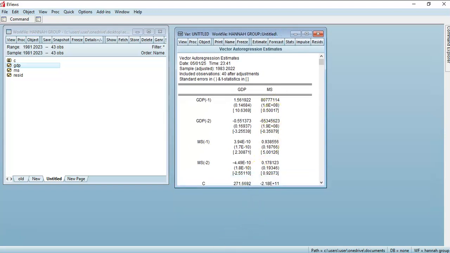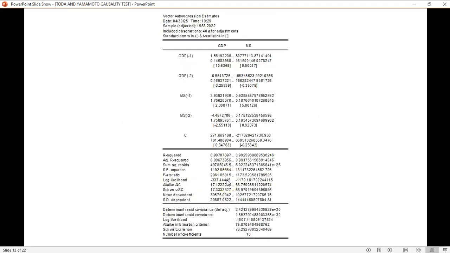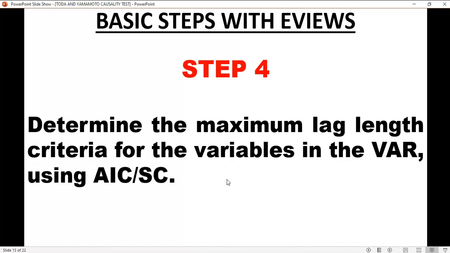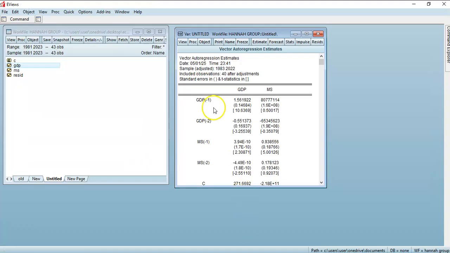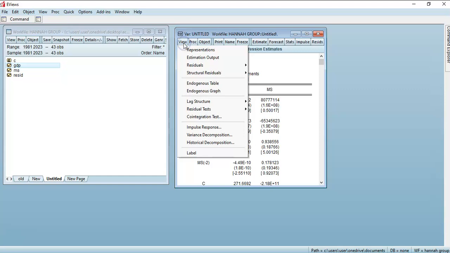Okay, let's look at an expanded view of it. This is a VAR specification. So we'll now go to the fourth step: determine the maximum lag length criteria for the variables in the VAR using the Akaike information criterion and the Schwarz criterion. Okay, we'll now go to our EViews and determine the lag length criteria.